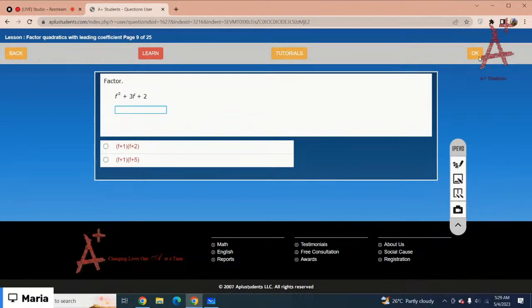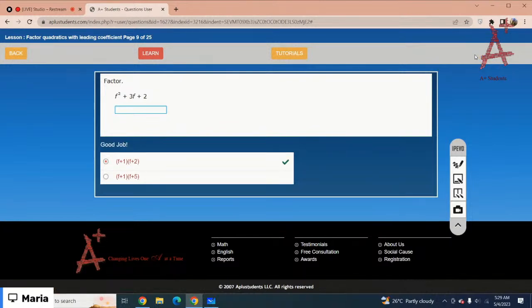Okay, the next one is f square plus 3f plus 2. So which is the correct option? It would be option number 1. F plus 1 and f plus 2 is the correct option.